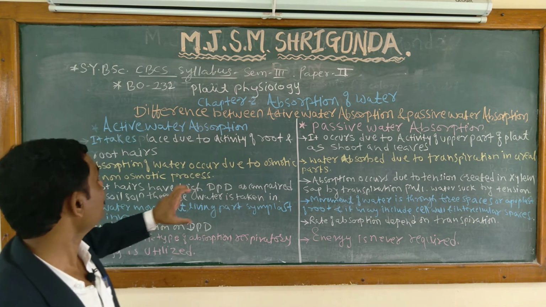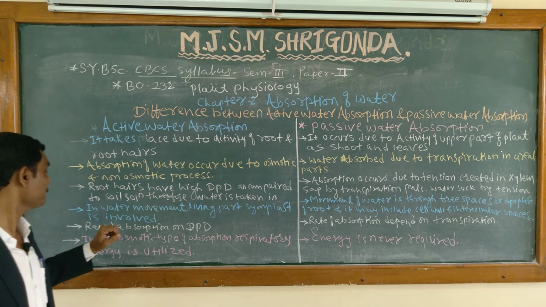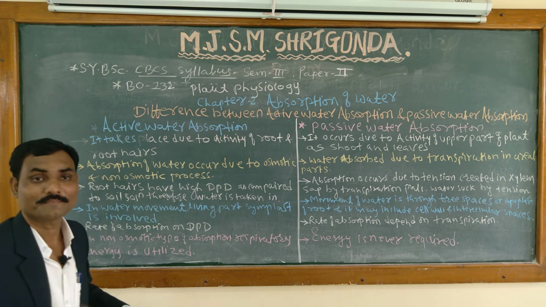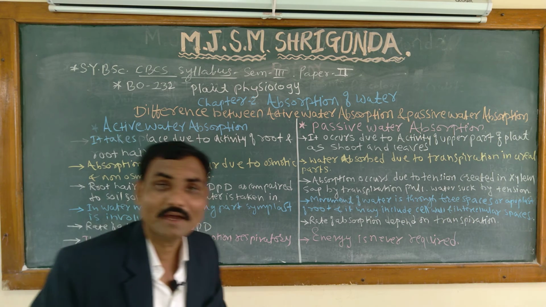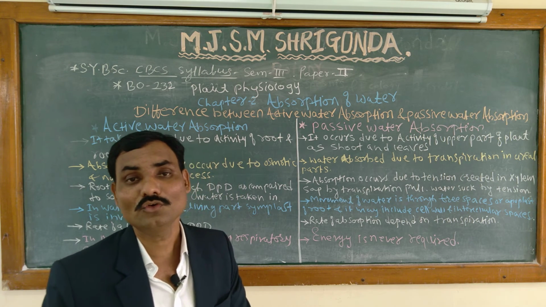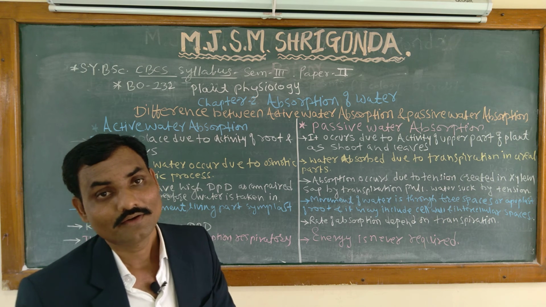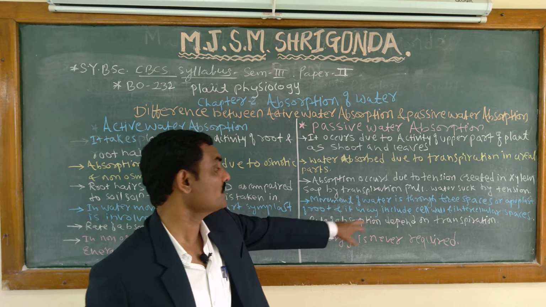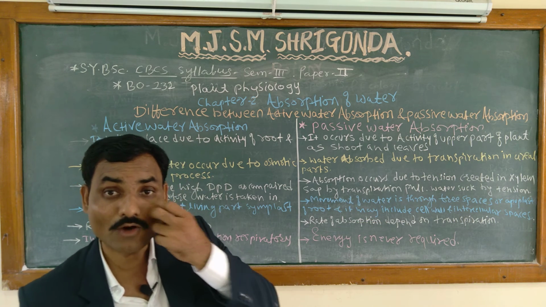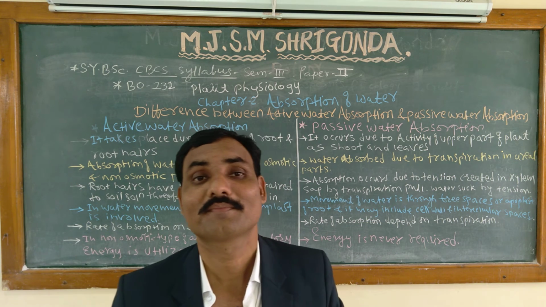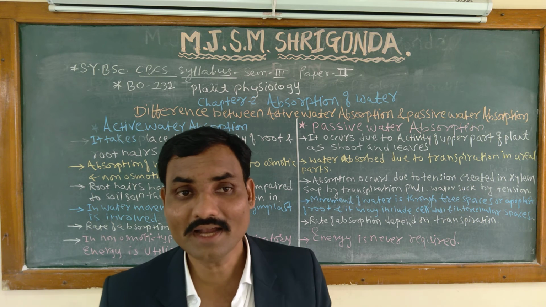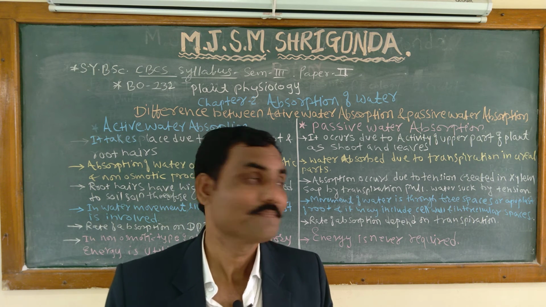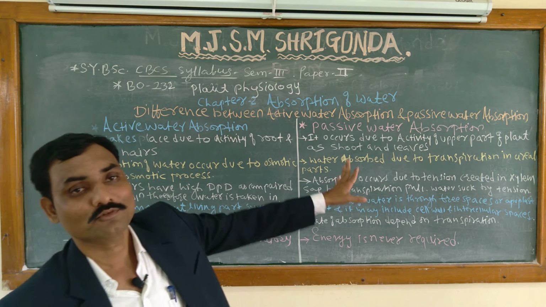Which is the next point? In active water absorption, the rate of absorption depends on DPD. What about passive water absorption? The rate of absorption depends on transpiration. How does transpiration take place? If the stomata are open, transpiration is more. At that time, passive water absorption takes place.